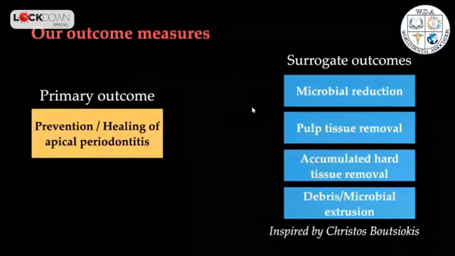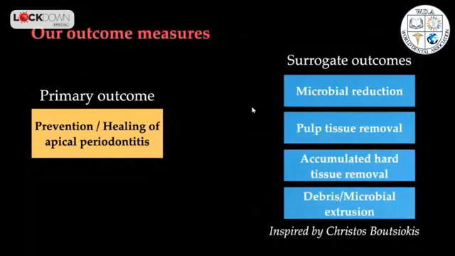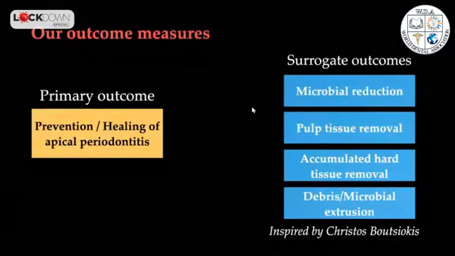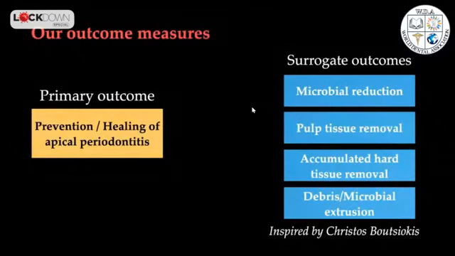And we study these outcomes. Our primary outcome here is the healing of apical periodontitis lesions. And we study that clinically by directly using radiographic approaches that look at healing, or we study the surrogate outcome measures. And these surrogate outcomes may or may not be linked directly to this primary outcome measure.